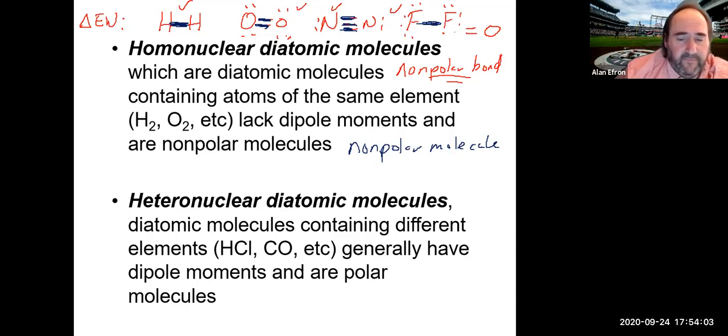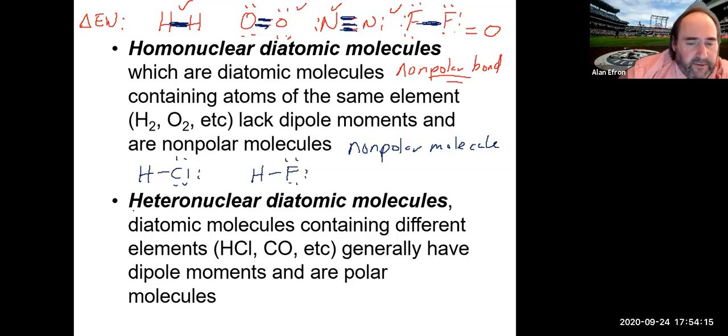Now, obviously, if we swapped out some of these and had something like HCl, HF, these are also diatomic molecules. These are what are known as heteronuclear. Heteronuclear means that there are two different elements involved, and that's different than homonuclear up here. Homonuclear is like homogeneous, the same throughout, so you have the same element on top.